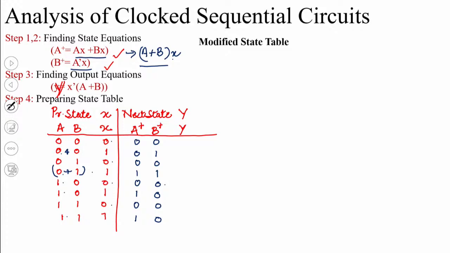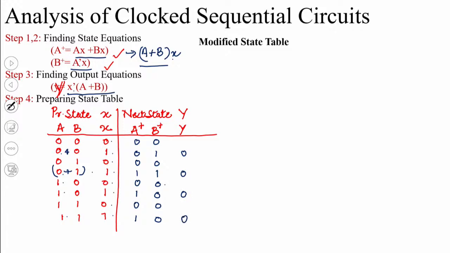So proceeding further for Y, Y is X bar into (A plus B). That means wherever X is equal to 1, I will be getting 0 output, because I am multiplying with X bar. If X is equal to 1, then X bar will be 0, and 0 into something will be 0. So wherever X is equal to 1, this must be 0, X is equal to 1, this must be 0, X is equal to 1, this must be 0, and in the last case X is equal to 1, this must be 0.